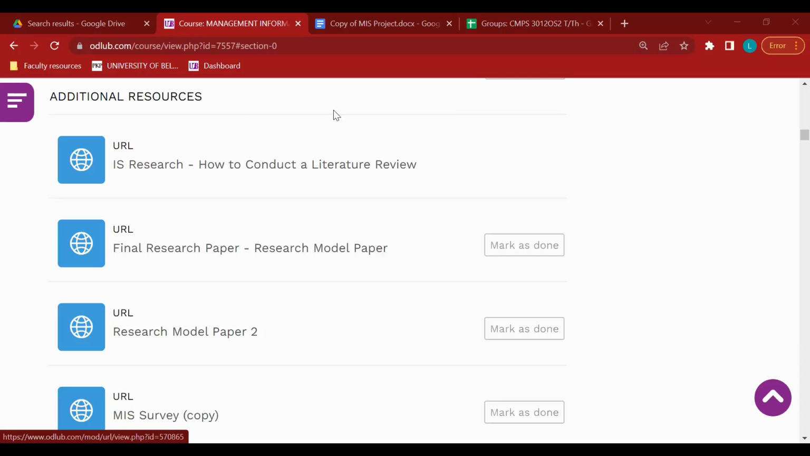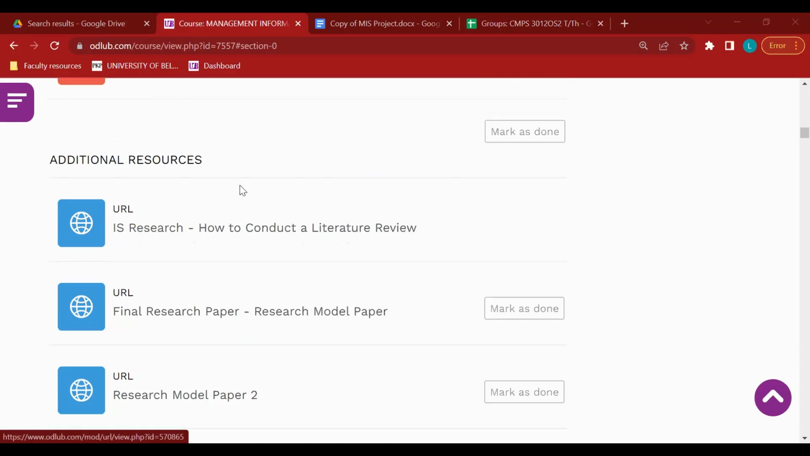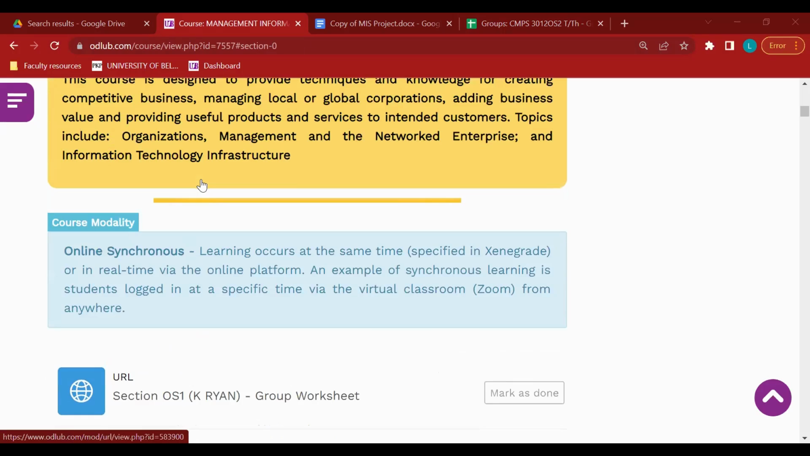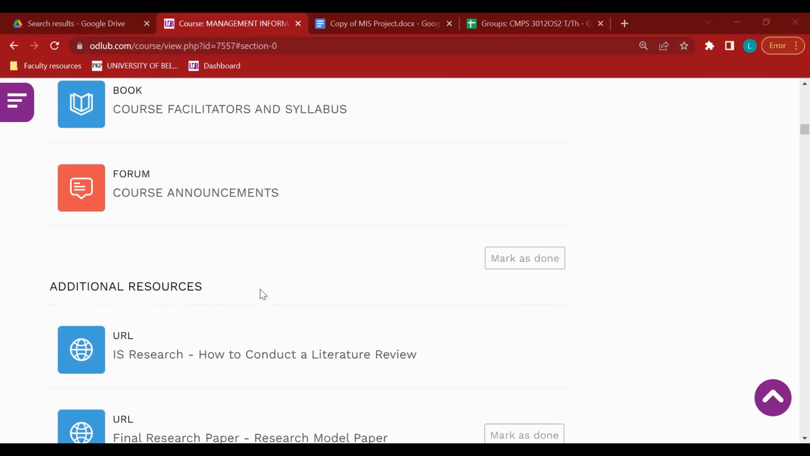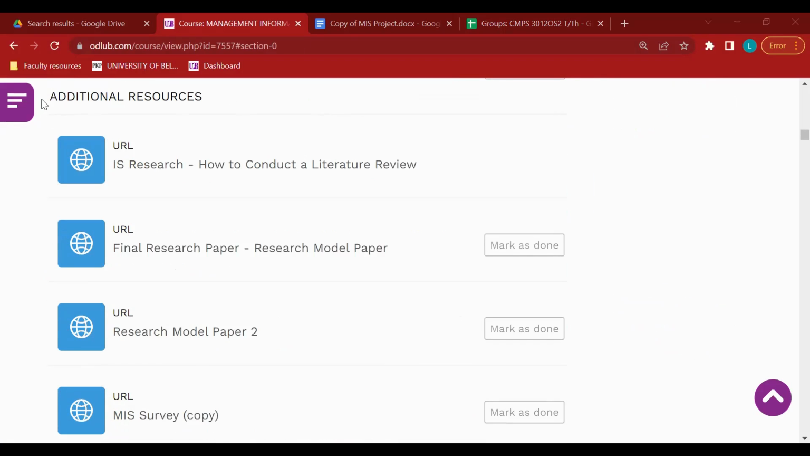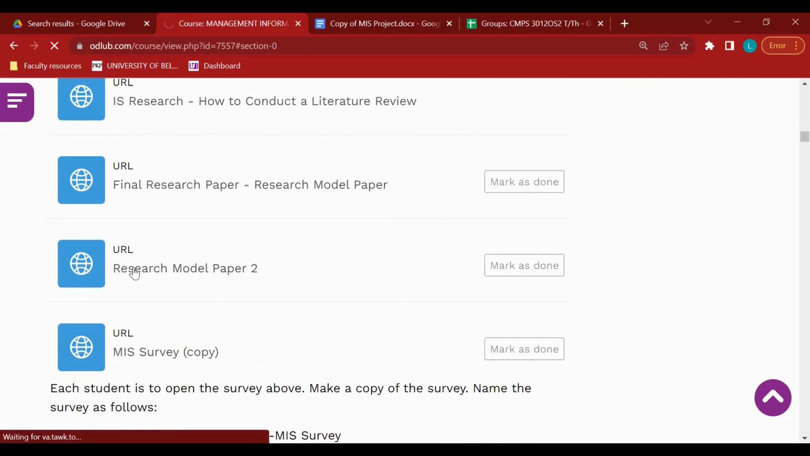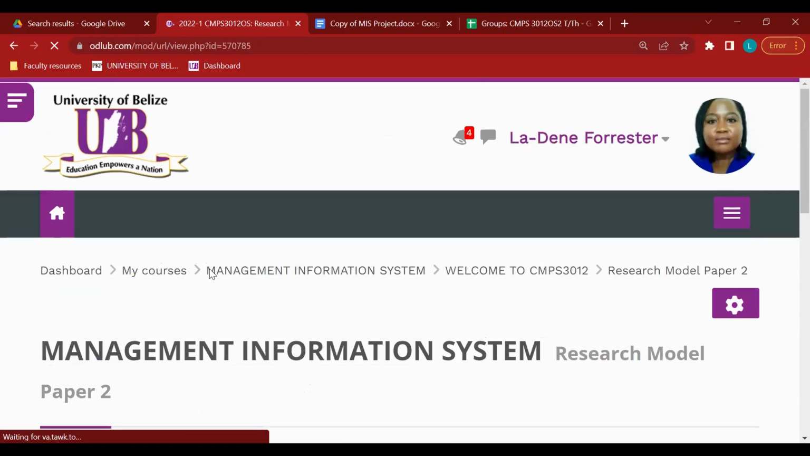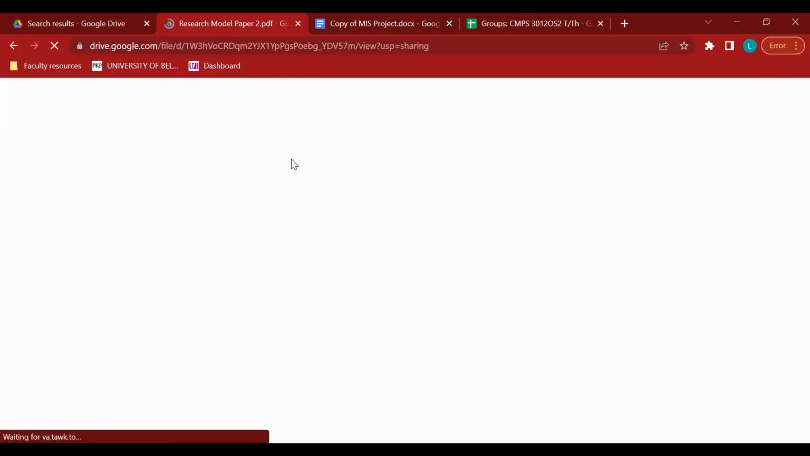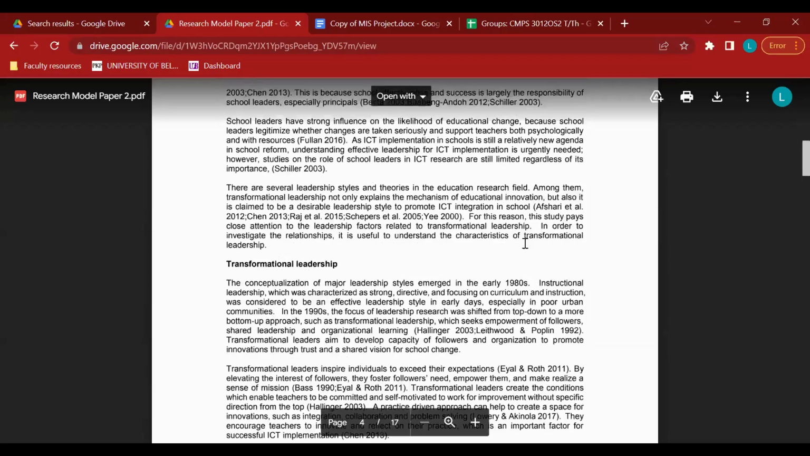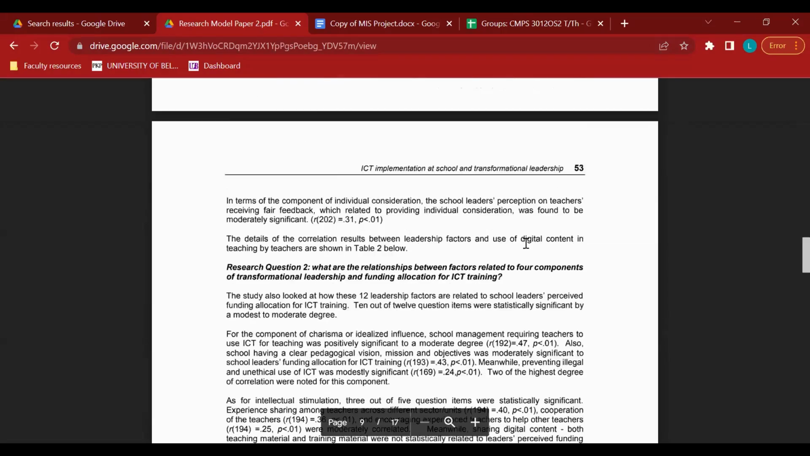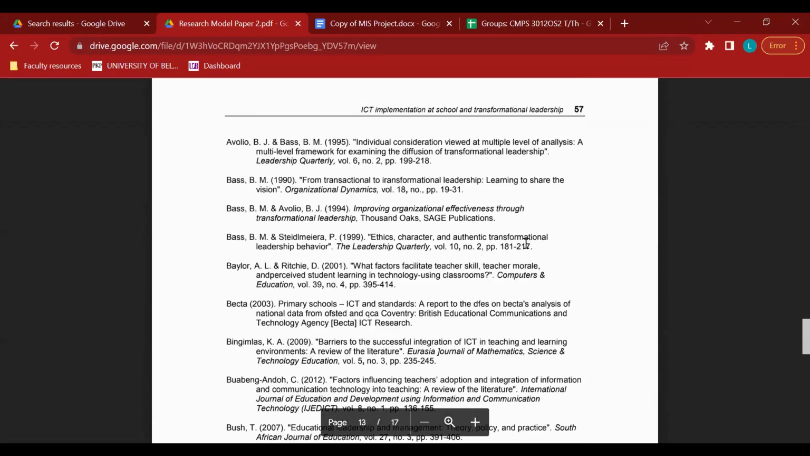Okay. All right. So I've taken you back to the top of the Moodle page. And Dr. Ryan has done some cleaning up on the page for us. So at the top where it says additional resources, you'll be able to see material there that you can use. There's the research model paper. And it just gives you a layout of what your document may entail, right? So it's just a model for what your paper could look like.